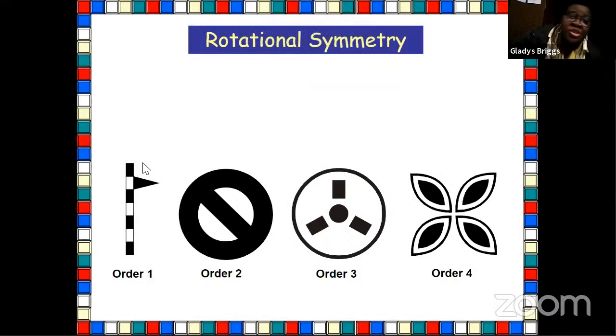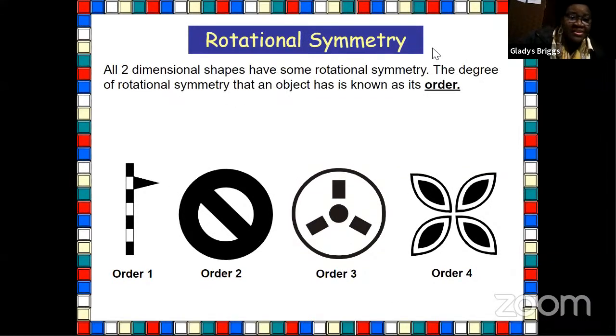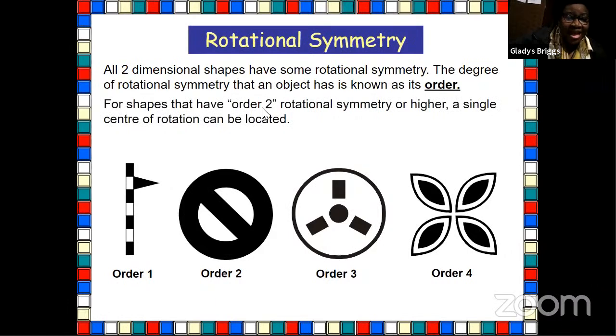Okay, so we're going back to 2D shapes from yesterday. All 2D shapes have some rotational symmetry, which I've told you about. It's when you turn something, how many times you can turn it before it comes back onto itself. The degree of rotational symmetry that an object has is known as its order. For shapes that have order 2 rotational symmetry or higher, a single center of rotation can be located.